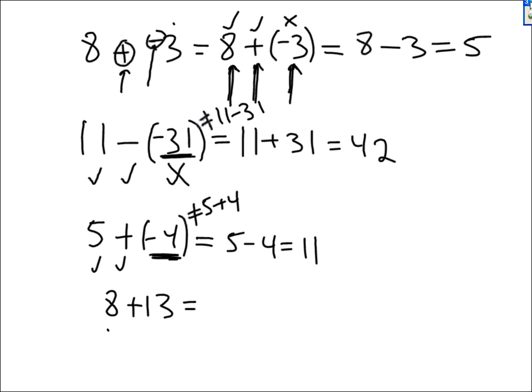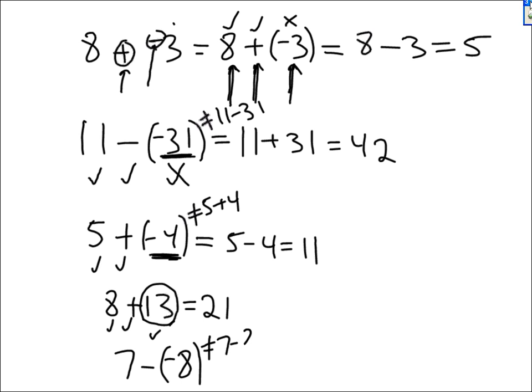Is this 8 plus 13? Yes, it is. It is 8 plus 13. Why? Because that is 13. So it's 21. 7 minus a -8. This is not 7 minus 8. That is 7. That is a minus sign. That's not 8. It's not 7 minus 8. Oh, it must be 7 plus 8, or 15. It's one or the other.